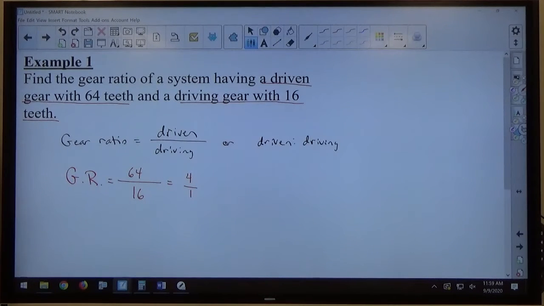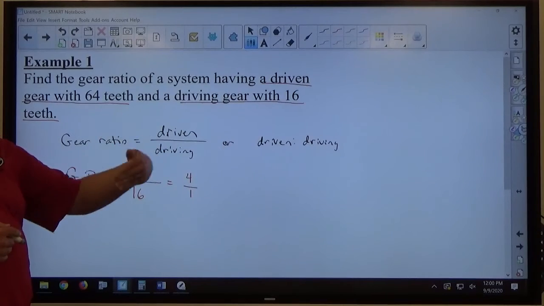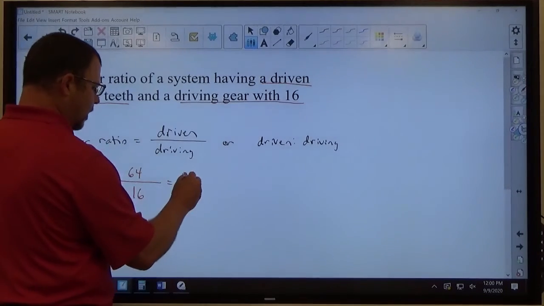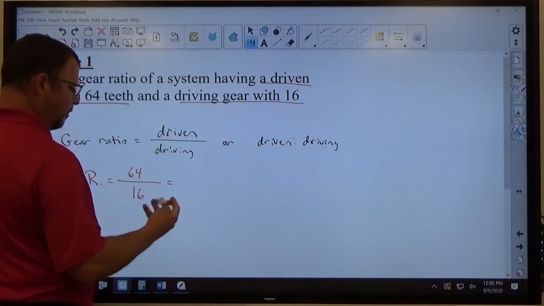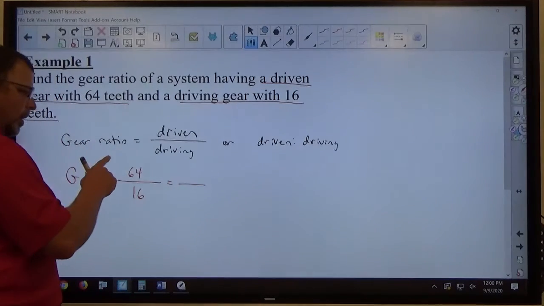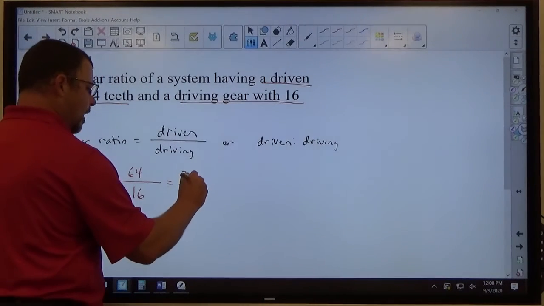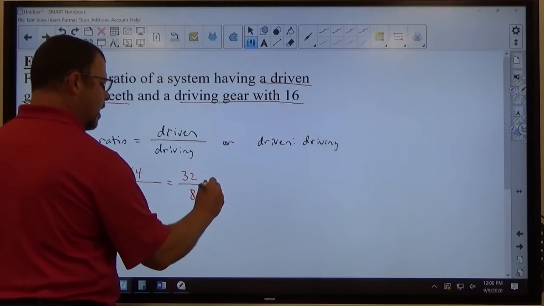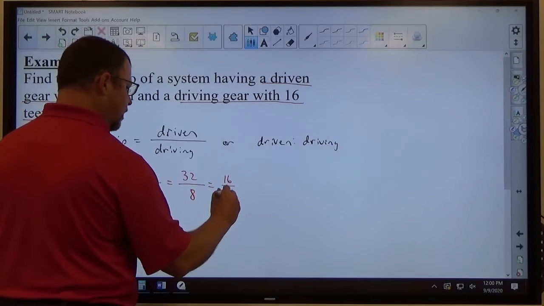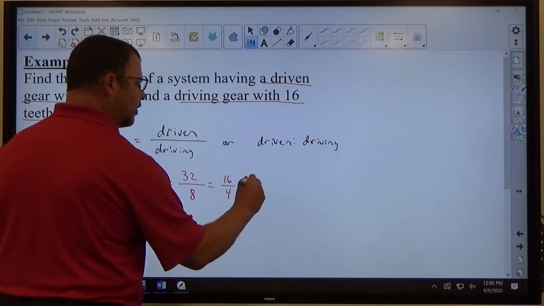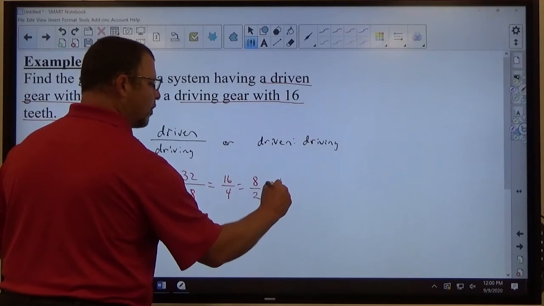If you don't see right away that it reduces by 16, you can go by 2, by 2, by 2, by 2 each time. So sometimes it depends on your own ability with arithmetic, but half of 64 is 32, half of 16 is 8. Half of 32 is 16, half of 8 is 4. Half of 16 is 8, half of 4 is 2, half of 8 is 4, half of 2 is 1.